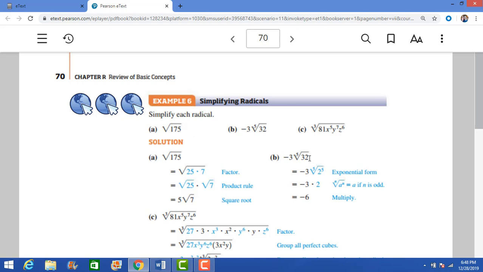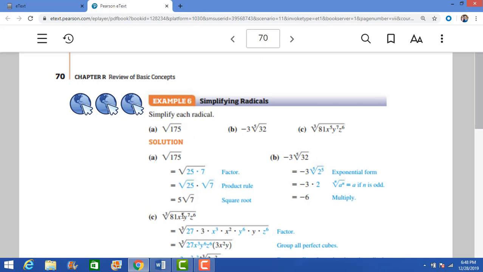Now, let's look at this one. Now we've got the fifth root of 32. Well, 32 can be written as a fifth power. So this is 2 to the fifth. So we can rewrite this as 2, which then gives us negative 3 times 2, which is negative 6. So this is simplified.